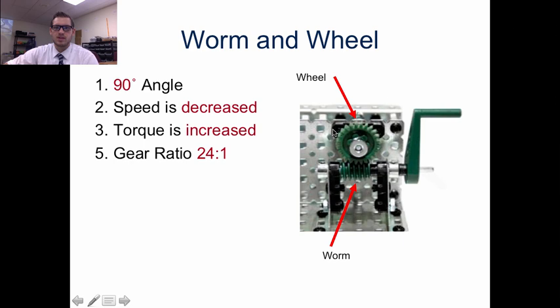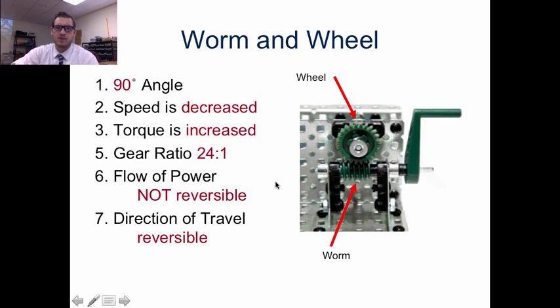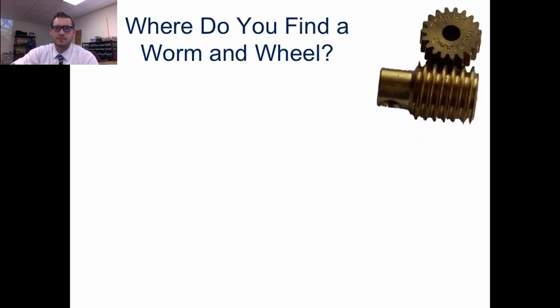And what you do with this is, in order to calculate it, you turn this handle around, and every time you turn it around, you see how far this goes. By the time this goes around one time, you'll have turned this handle 24 times. Now, as we've talked about, that's very high torque. Flow of power is not reversible. If you grab the wheel and start to spin it, it's not going to turn the worm part. And you'll see this in class once we create it. Direction of travel is also not reversible.